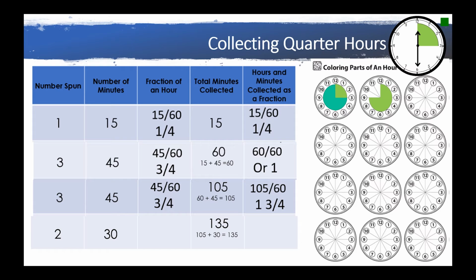Let's look and see what we've collected so far. We started with 105 minutes and now we're adding 30 minutes, so we're going to get 135 minutes. And our total of 135 minutes can be written as a fraction as 135 60ths. And I know then when I shade in my analog clocks that that's going to be the same as 2 1/4 hours. So we collected a total of 2 1/4 hours.